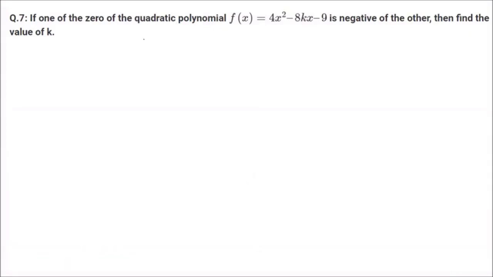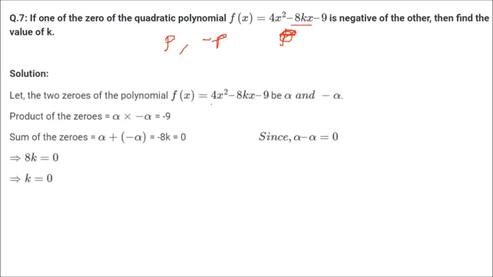If one of the zeros of the quadratic polynomial, this one, is negative of the other, that is, if one is p, the other will be minus p. Let me take you another example. That's the question. So if one of the zeros of this is negative of the other, then find the value of k. Now here, you can take one as alpha, because we were already taking alpha and beta. So if one is alpha, the other will be not beta but minus alpha. So alpha and minus alpha.